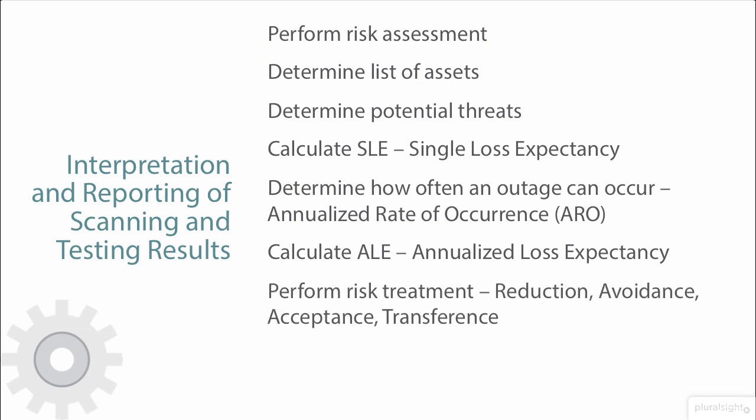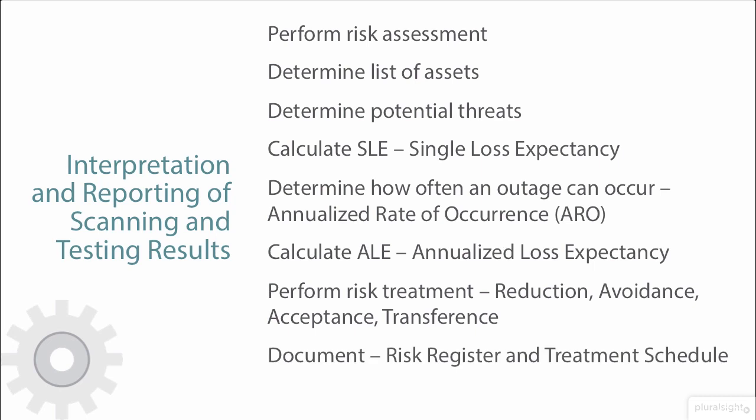So we'll perform our risk treatment, whatever we decide to do with a particular risk: reduction, avoidance, acceptance, or transfer. And here's where the important part is. We need to document this. Now, we talked about the risk register and the treatment schedule, but there's other documentation as well that you may include with this, including the management process itself. We looked at the risk management framework. You may have documentation at each and every step of that.